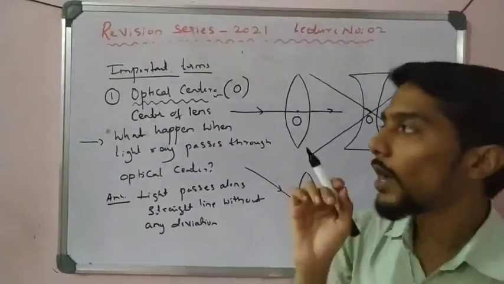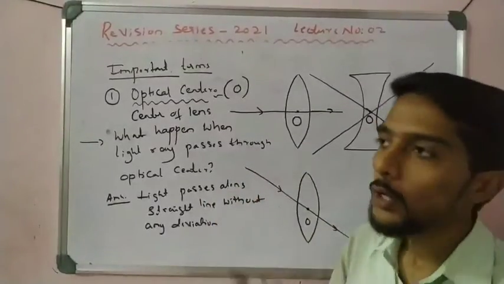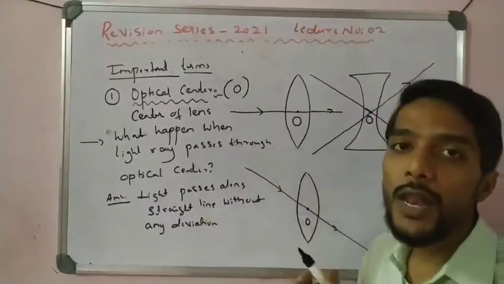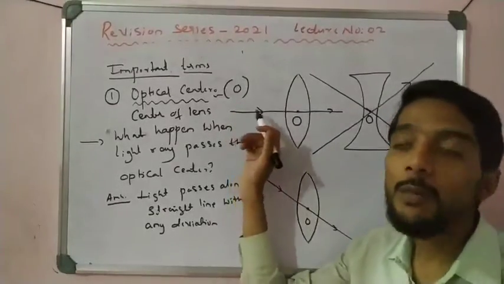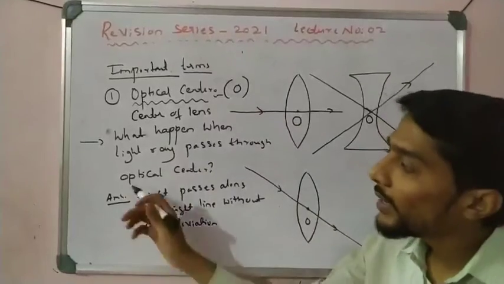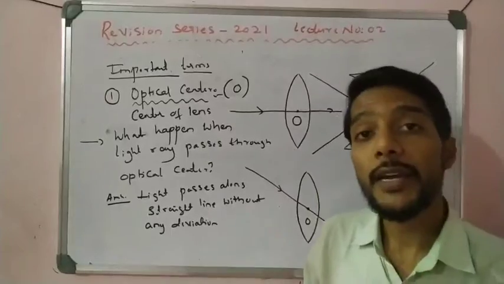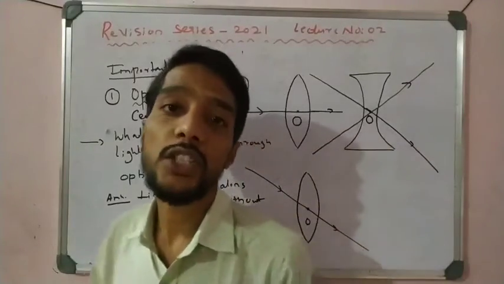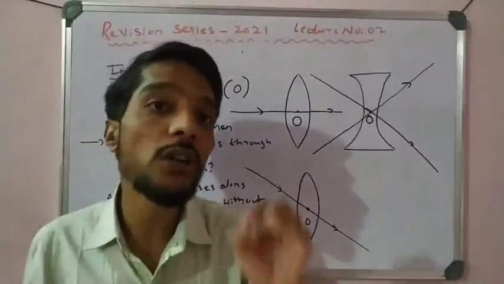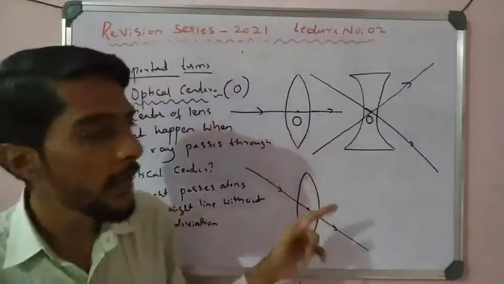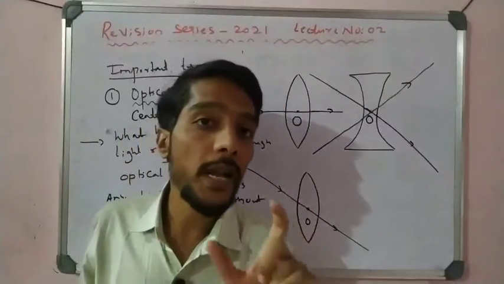So in the examination, what is the optical center and what happens when a ray of light passes through the optical center? The optical center is the center of a lens, maybe convex or maybe concave, right? It is represented by the symbol capital O. When the ray of light passes through the optical center, the light follows the straight path without any deviation, without any bending. There is no refraction or reflection taking place here. So where does refraction not take place? At the pole, or the optical center of the lens.